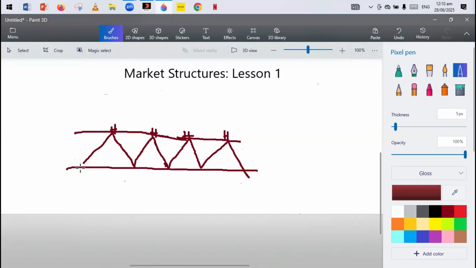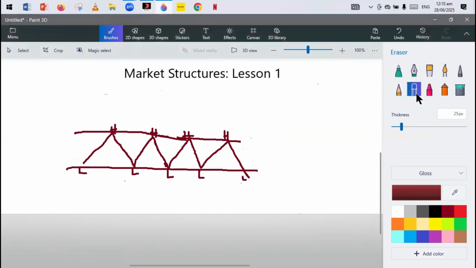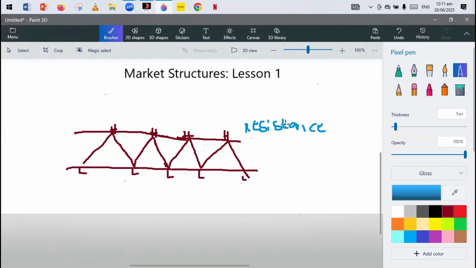And then we have lows at this level. This area at the top, that is what we call our resistance level. And then down here, the lows, this is what we call our support.